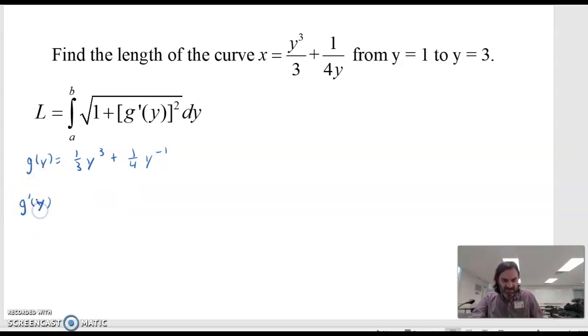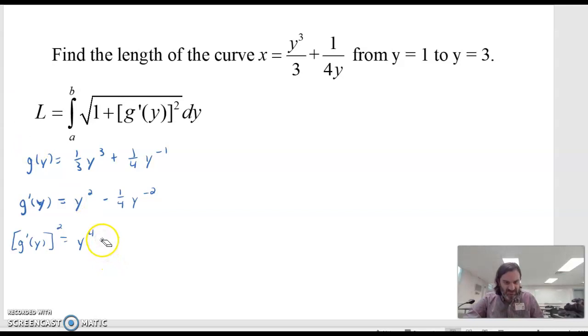So g prime will be y squared minus 1/4 y to the negative 2. And then we've got to square that for our formula. So g prime squared, this is going to be a FOIL. This is not like the last one. This is going to be a FOIL. So it'll be y to the 4th minus 1/4 minus 1/4. So that'll be, not plus, minus 1/2.